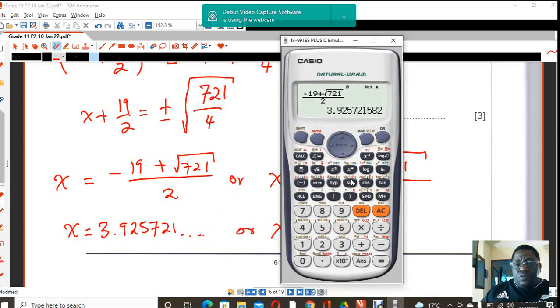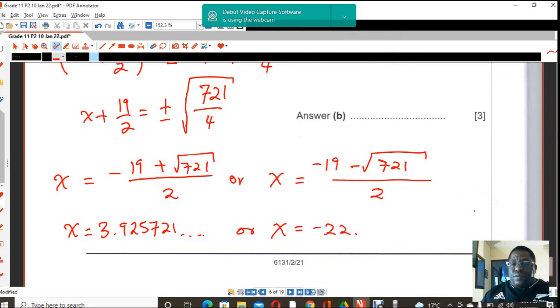Okay. So if we go back, let's see if we can get it. So it was minus 19 minus square root of 721 over 2. So negative 22.925.